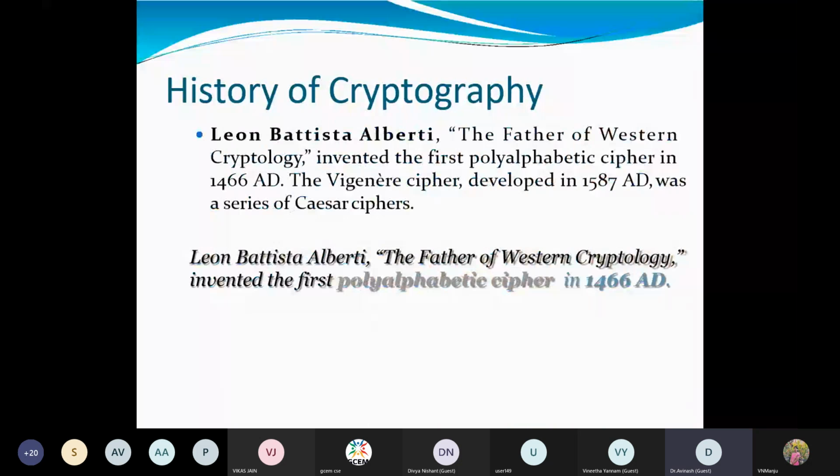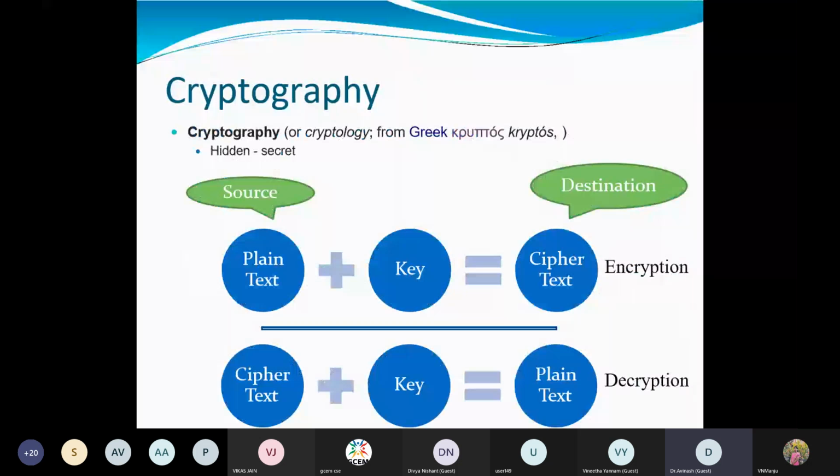Okay, the father of Western cryptography invented the first polyalphabetic cipher in 1466 AD. Okay, so the father of Western cryptography invented the first cipher in 1466 AD. Okay, so this is how cryptography is functional.